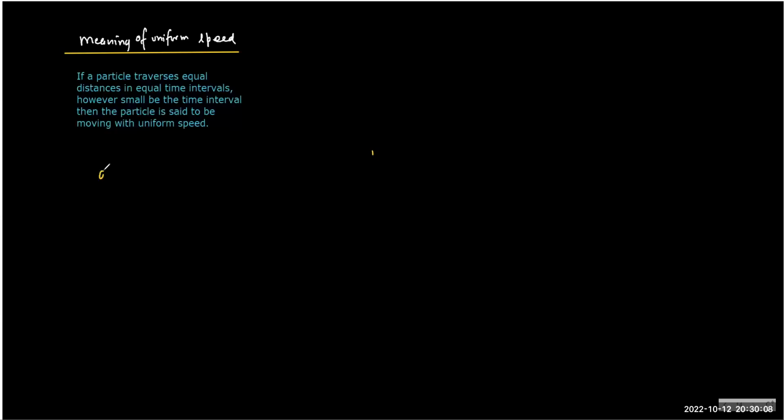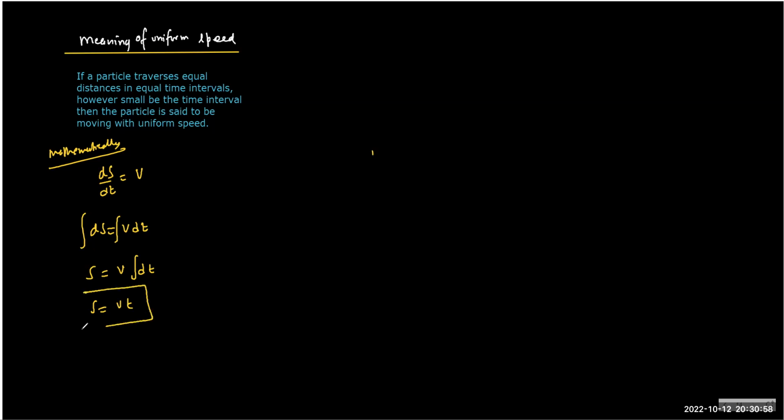So when speed is constant, can we say ds by dt will be constant? So mathematically, what can we write? ds by dt is v. V is the symbol for constant speed. So ds we can write as only v dt. And if you integrate, this will become s. We can call the total distance as s. And because v is constant, we can take it out. So the formula is s equals to vt.